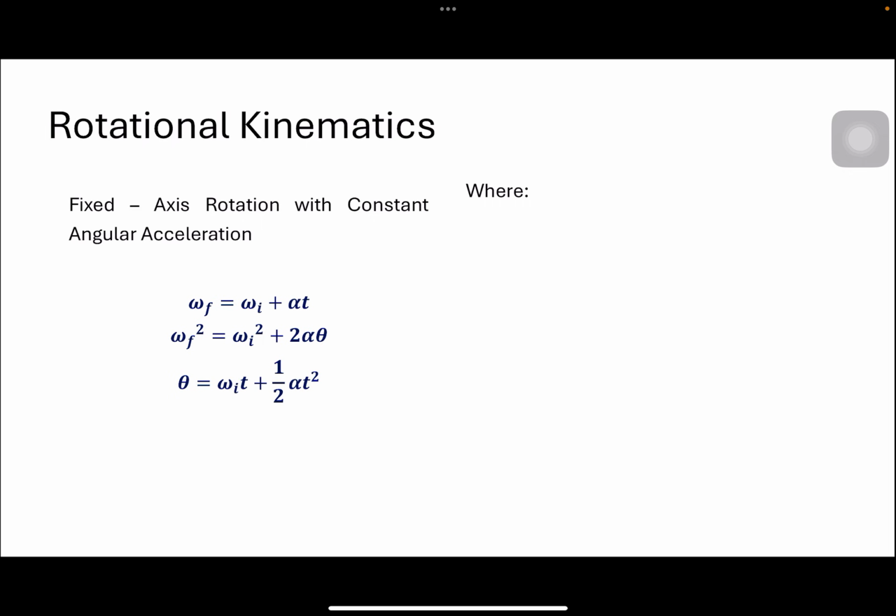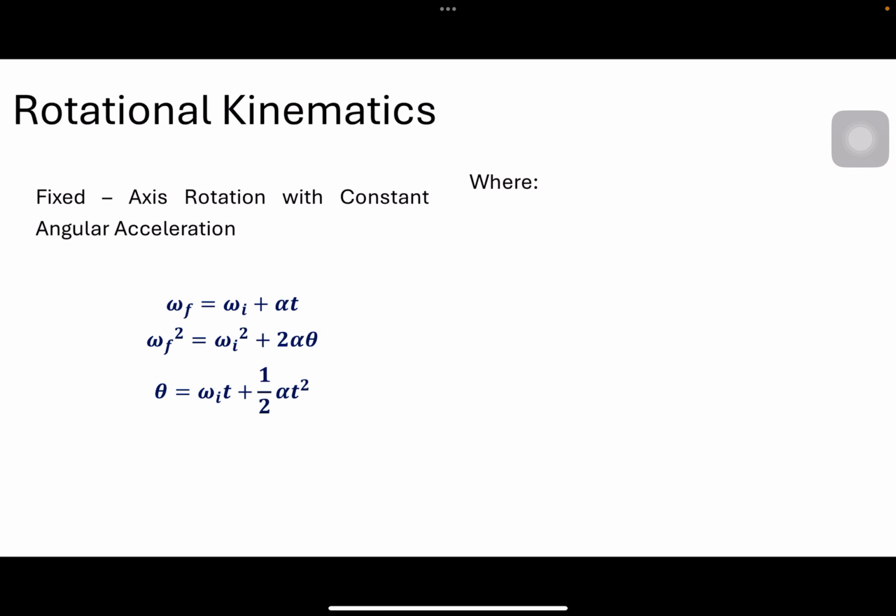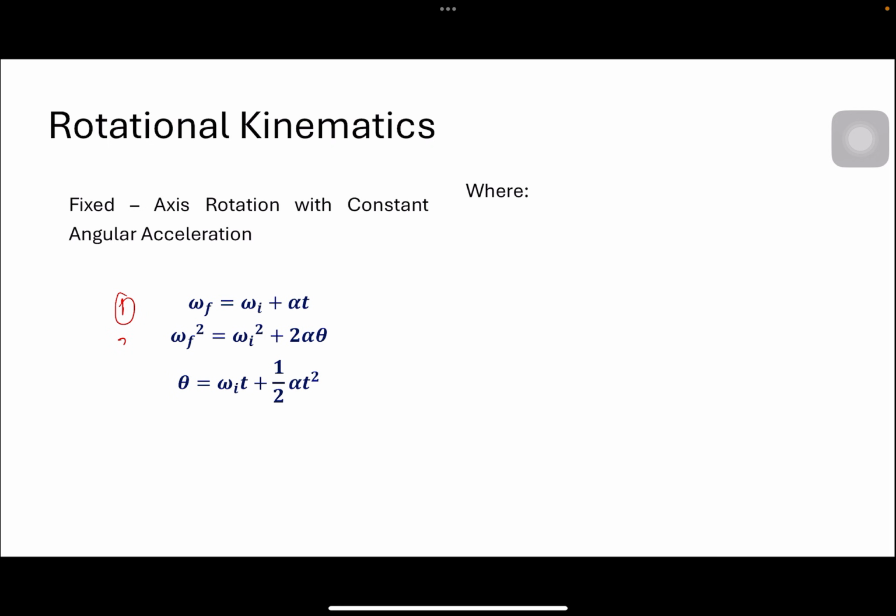The first equation in your linear or straight line motion or kinematics is actually v sub f, our final velocity, is equal to initial velocity plus acceleration times time. Here in rotational kinematics, where we have a fixed axis rotation and constant angular acceleration, your final angular velocity is equal to initial angular velocity plus angular acceleration times time. This is similar to your equations 1, 2, and 3 in your linear kinematics.